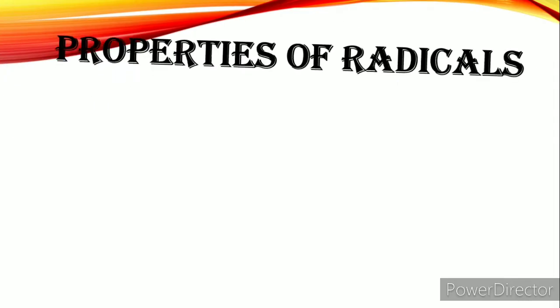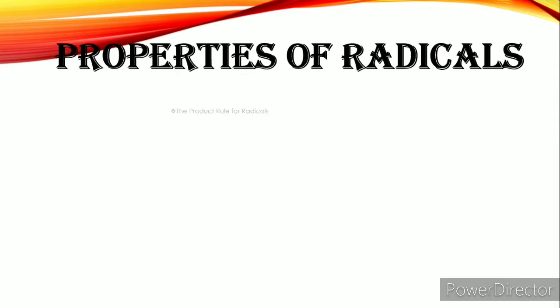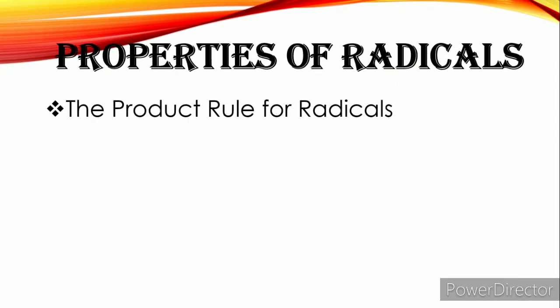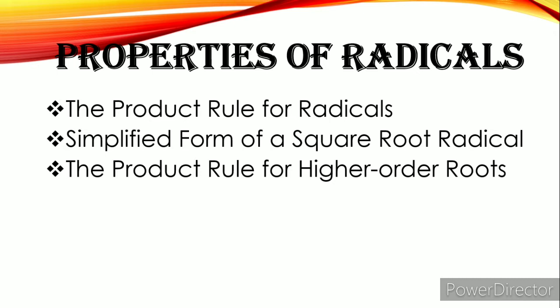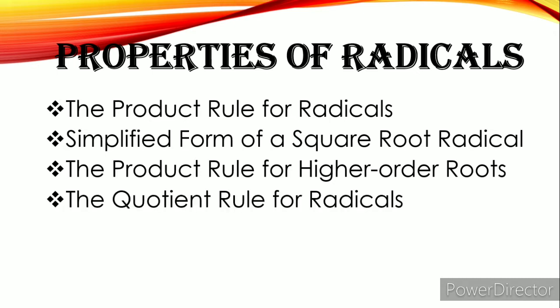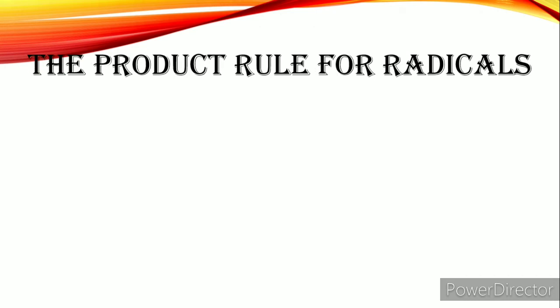Then, let's go to the properties of radicals. First, the product rule for radicals. Second, the simplified form of a square root radical. Third, the product rule for higher order roots. And fourth, the quotient rule for radicals. Let's start with the product rule for radicals.